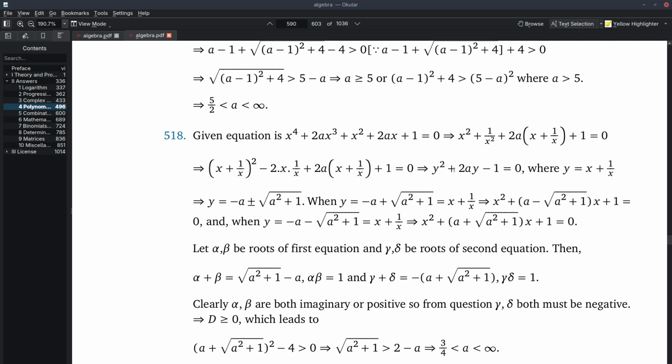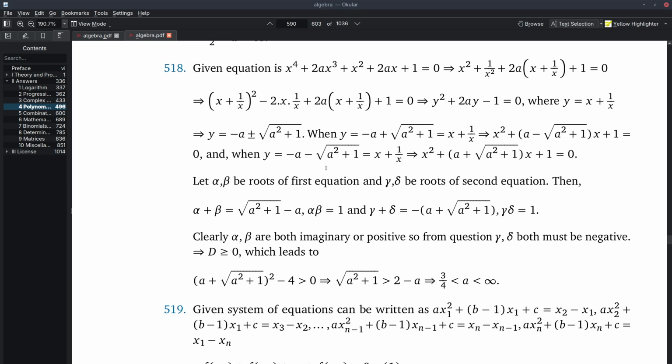The equation becomes y^2 + 2ay - 1 = 0. And the roots of y would be -a ± √(a^2 + 1). So we take the first root and we evaluate for x. We get x^2 + (a + √(a^2 + 1))x + 1 = 0. And similarly, when we pick the other root, the negative root, we get this equation for y.